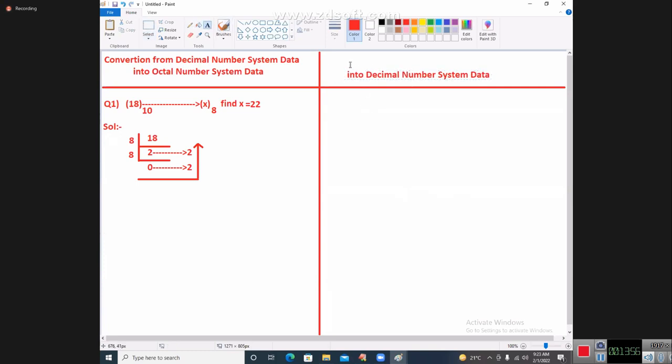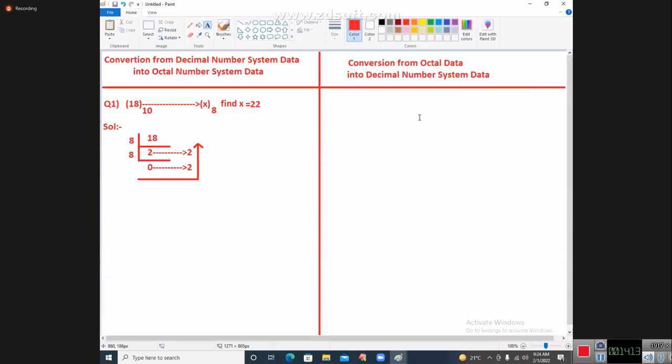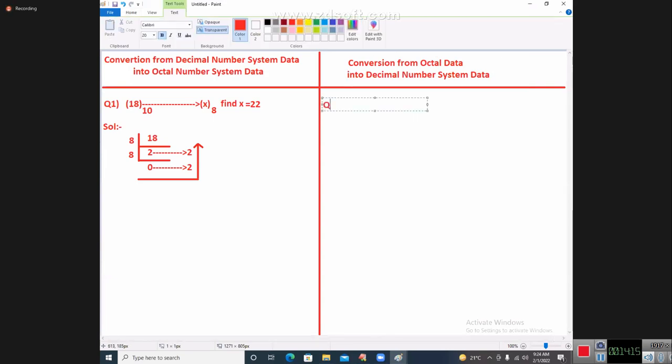I am writing, students, look at that. Conversion from octal data into decimal number system data. What is that? A direct question. Question 1 I am taking. Convert 22. I am writing here 22 straightforwardly. It is called base 8.